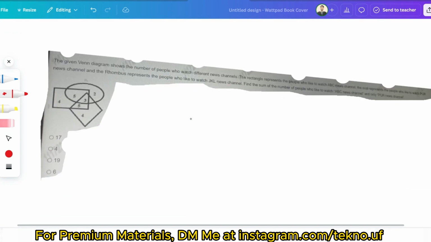Okay, so this is the second question from Venn diagram, and these are all advanced questions. So if you can solve these questions, then you can solve the actual questions in your exam as well.